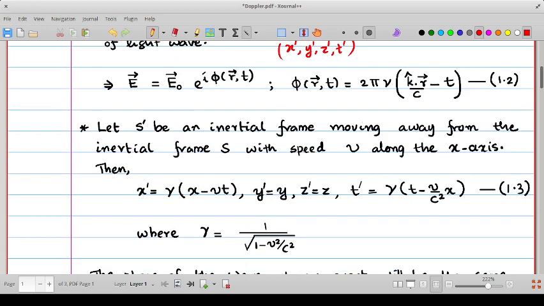which are given by equations 1.3, which say that x dash is equal to gamma times (x minus vt), where v is the speed with which the frame S dash is moving relative to S along the x-axis, and the factor gamma is 1 by square root of (1 minus v square by c square). Now y dash and z dash don't change, and t dash becomes gamma times (t minus v by c square times x).